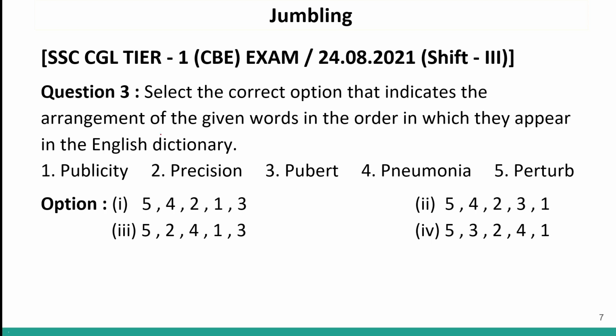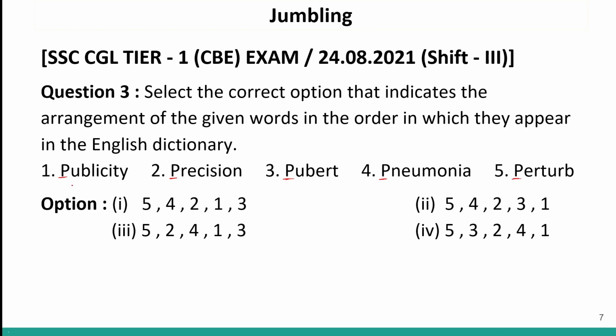Now, again, we have to arrange these 5 words in English dictionary order. So we have publicity, precision, pubert, pneumonia and perturb. Now, I can see that P is common in all. So P, P, P, and P. Let us look at the next letter.